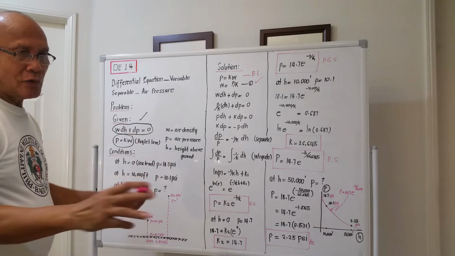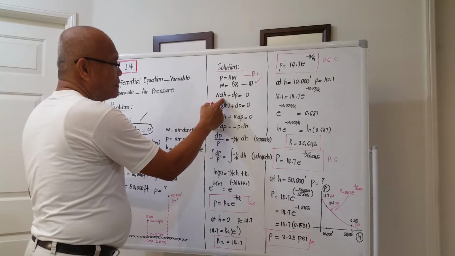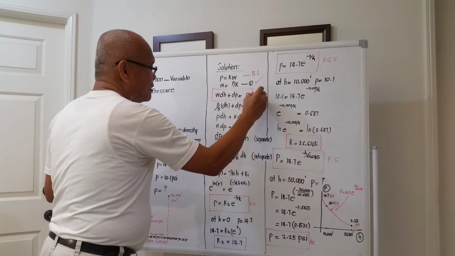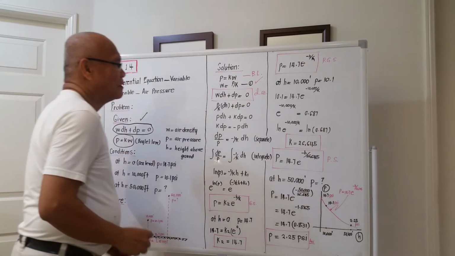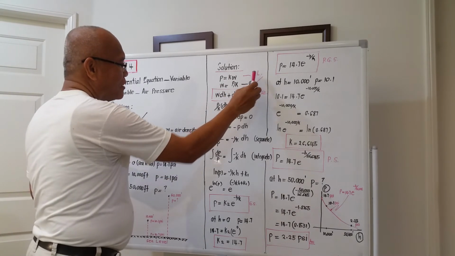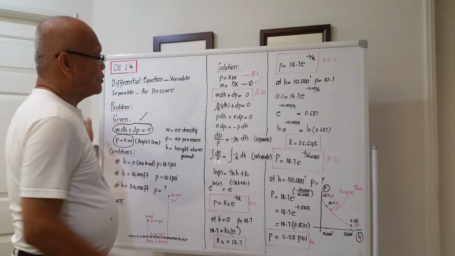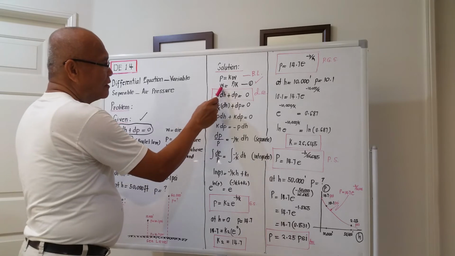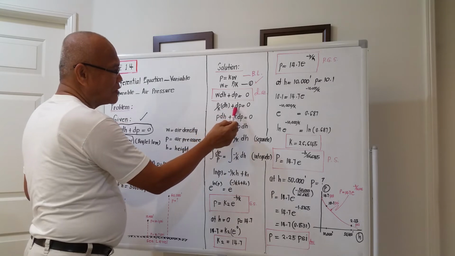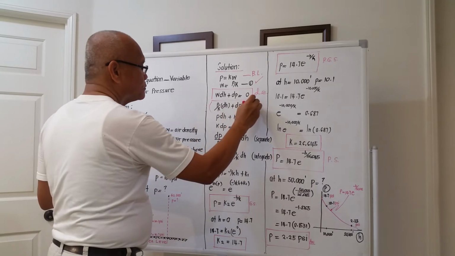The other differential equation given by the problem is that the air density times dH plus dP is equal to 0. Actually, the problem gives us this differential equation here. So we will get the value of W from equation number 1 and put it in the given differential equation. W is actually P over K, so this should be P over K times dH plus dP equal to 0. Multiplying all terms by K.